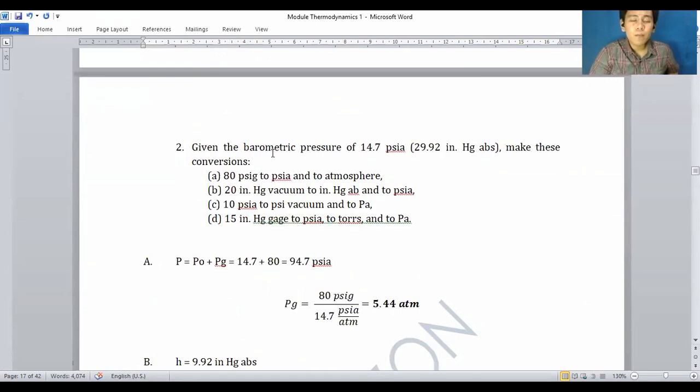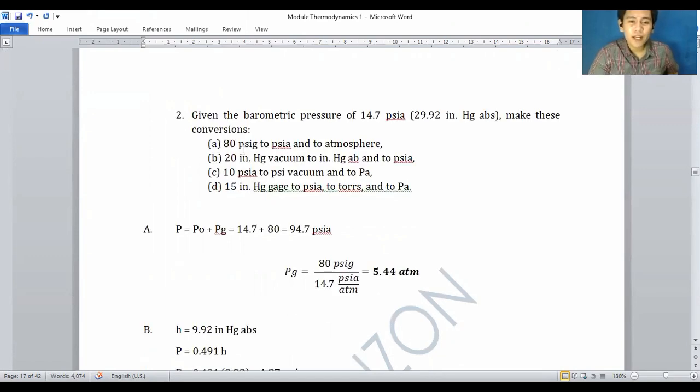Okay, next problem. Given the barometric pressure of 14.7 psia atmospheric or 29.92 inches Hg absolute, make these conversions. Letter A, 80 psig to psia and to atmosphere.